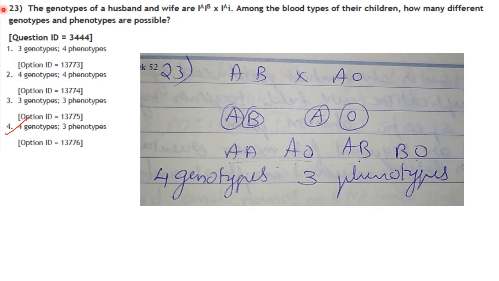Now how many different genotypes will be there? 1, 2, 3 and 4. 4 genotypes. And how many phenotypes? This is A blood group. This is also A blood group. This is AB and B. So 1, 2 and 3 phenotypes. So the answer is 4 genotypes and 3 phenotypes. Answer is option 4.